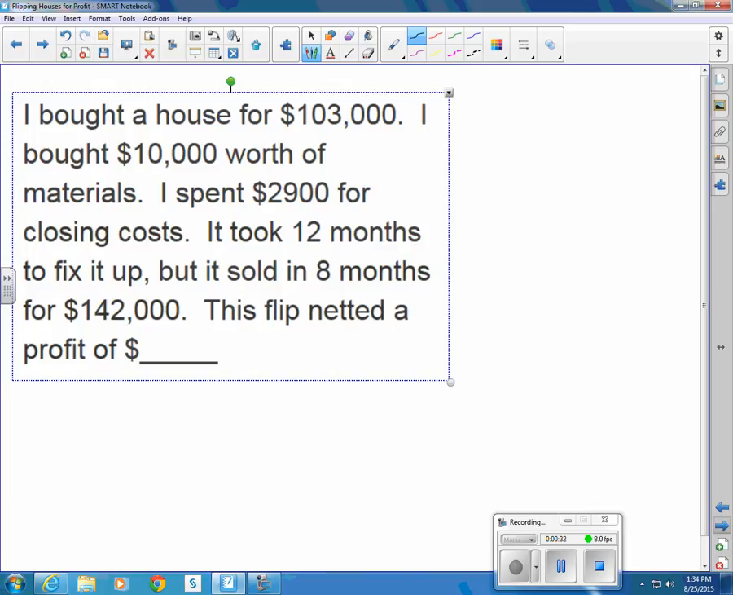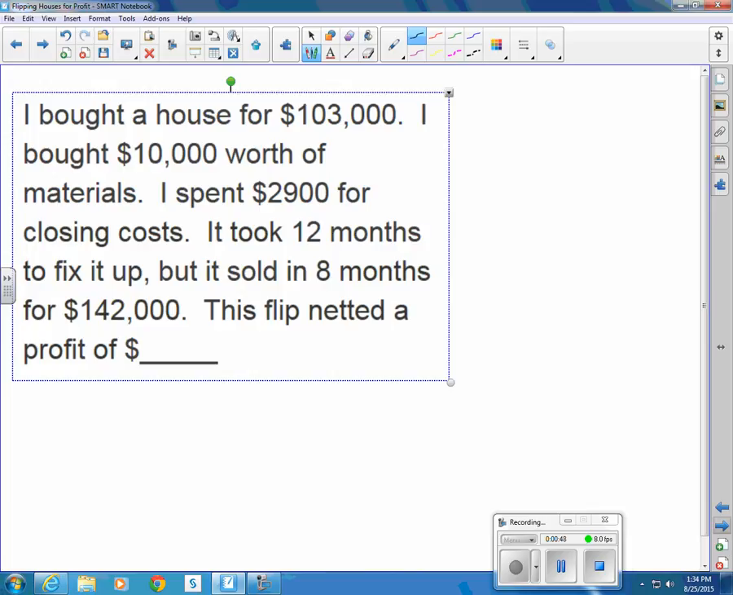It took 12 months to fix it up. So let's say you're living in it while you're fixing it up, and then you put it on the market and it takes 8 months to sell. But you sell it for $142,000, so you make a profit. So let's see, this flip netted a profit of what?